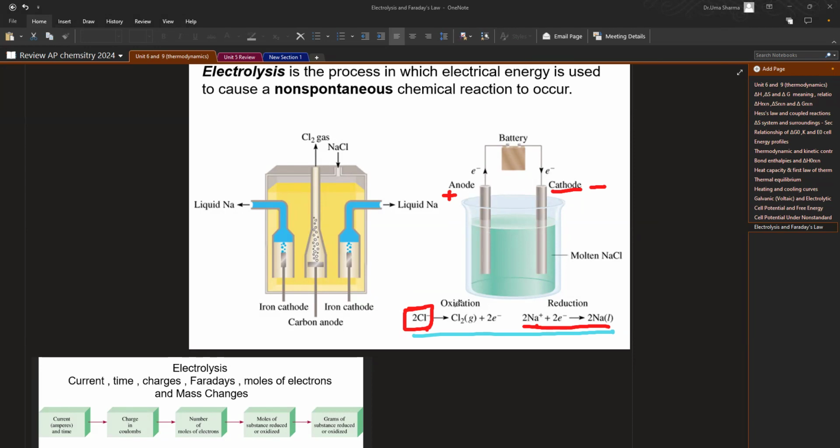How will the electrons flow? Show the flow of the electrons from anode to cathode or cathode to anode. Flow of electrons.